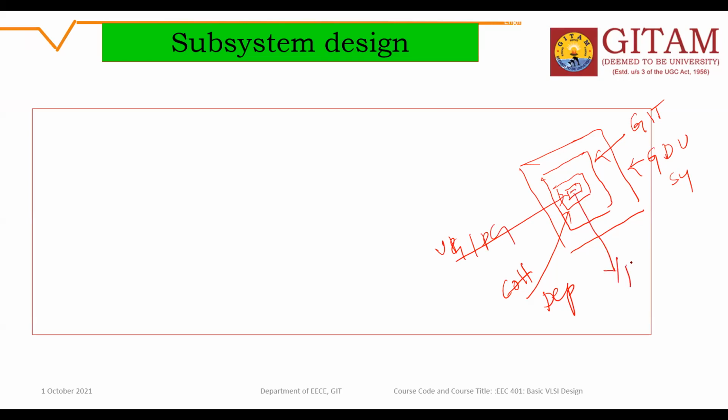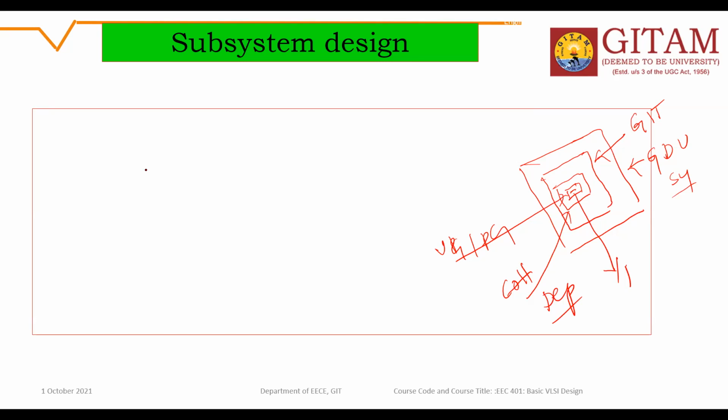Now, when we talk about the system, if you take the Geetham University as a system, GIT is a subsystem of the Geetham University. When we take GIT as the system, then our ECE department is the subsystem. When you take your department as a system, then your UG and PG programs become the subsystems. If you take the UG program as a system, then first year, second year, third year, fourth year are the subsystems.